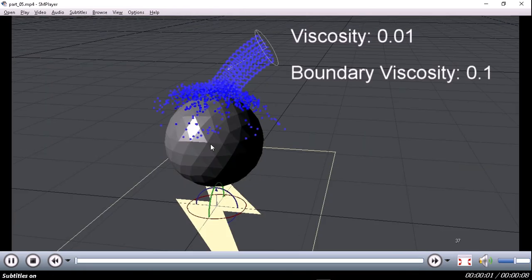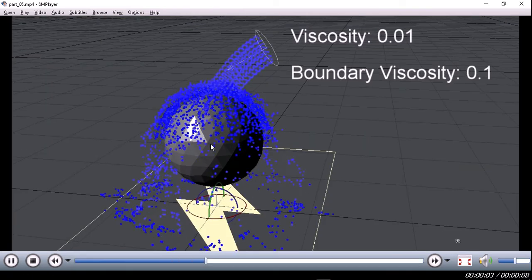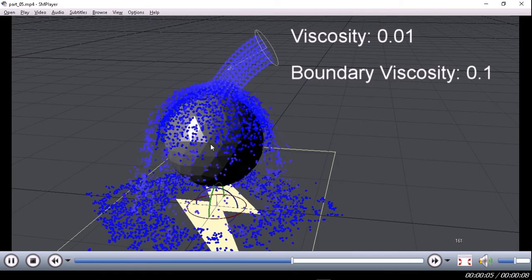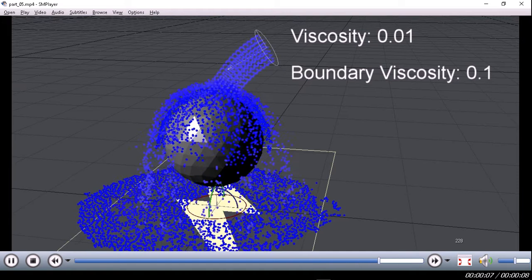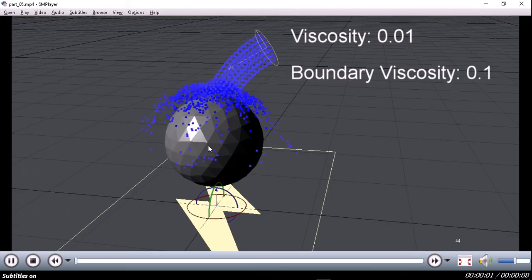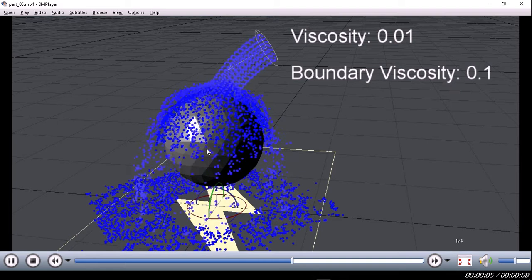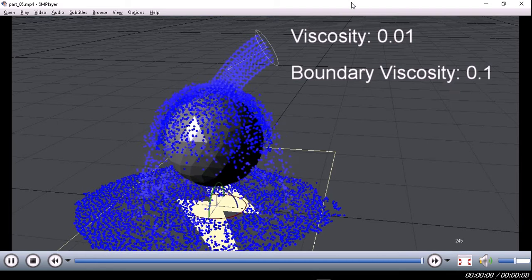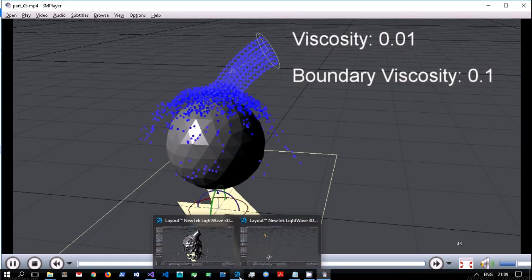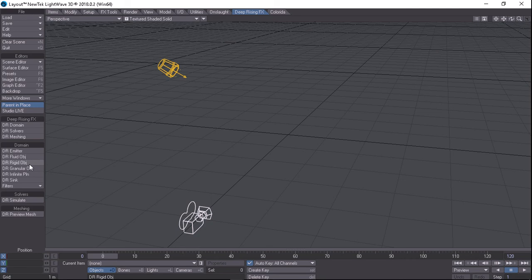Okay, so this is viscosity at 0.01. Now you can see the particles appear to be sticking to the surface, which is not true. What's actually happening here is the friction is really high. Now, when particles stick to the surface, that's called adhesion. This is not adhesion, this is just a really high friction value. So the energy in the particles is dissipating really fast. So it looks like they're sticking to the surface, but they're not really sticking to the surface for this.